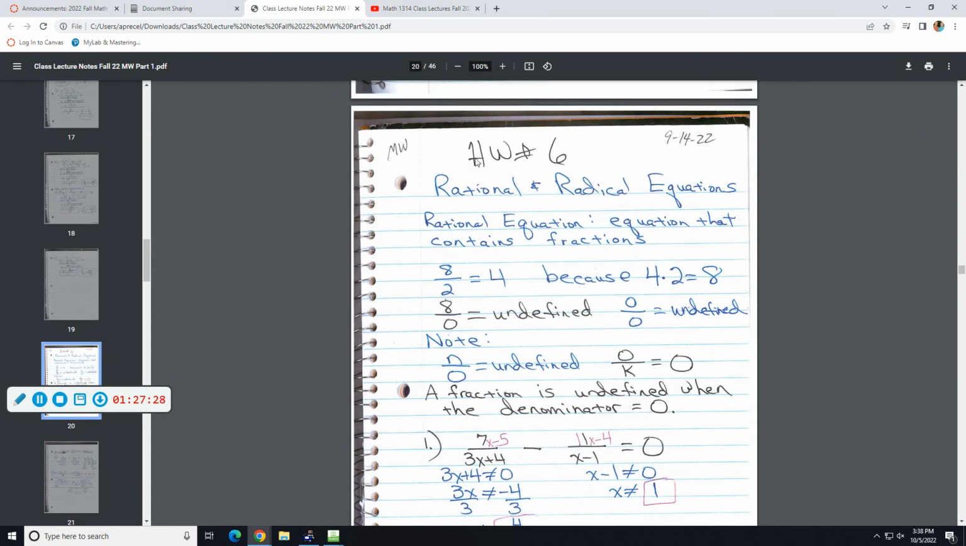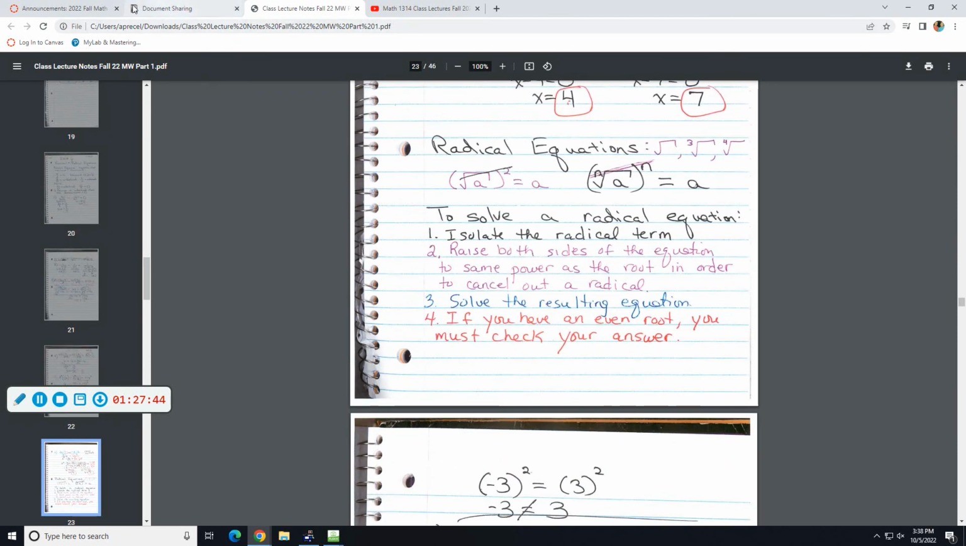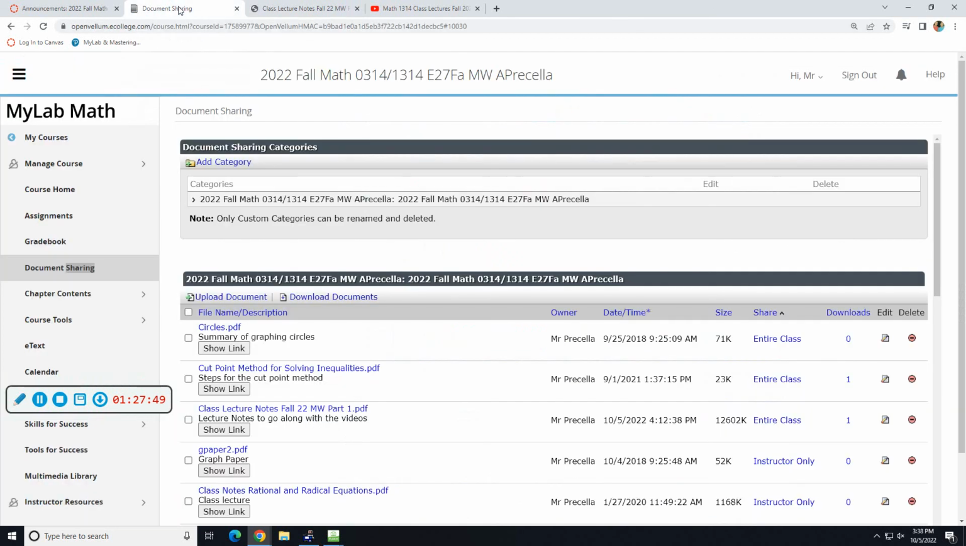Like on assignment 6, rational and radical equations, it was on September 14th that we made the video and discussed them in class. Here it is, the stuff that he wrote up. I'm going to take that file that Tony put on document sharing on my math lab, and I'm just going to store it under files on Canvas, because I think that's quicker, right? Y'all see the files on Canvas quicker than going to document sharing, right, or not? But I'll put it up there. This document sharing is where I store stuff. This is my cloud if I need to store stuff.